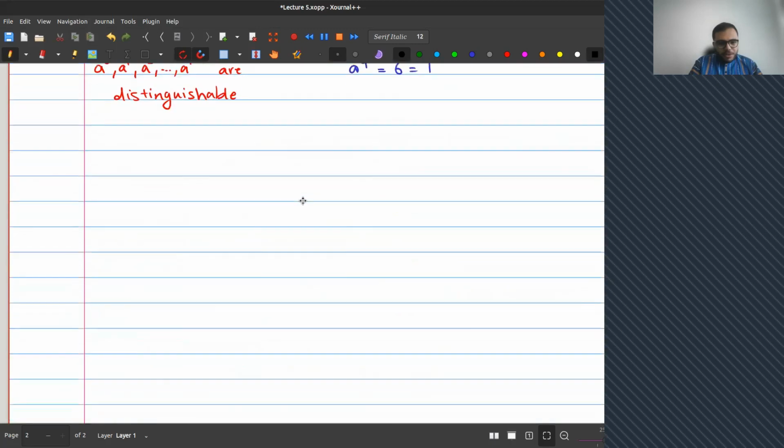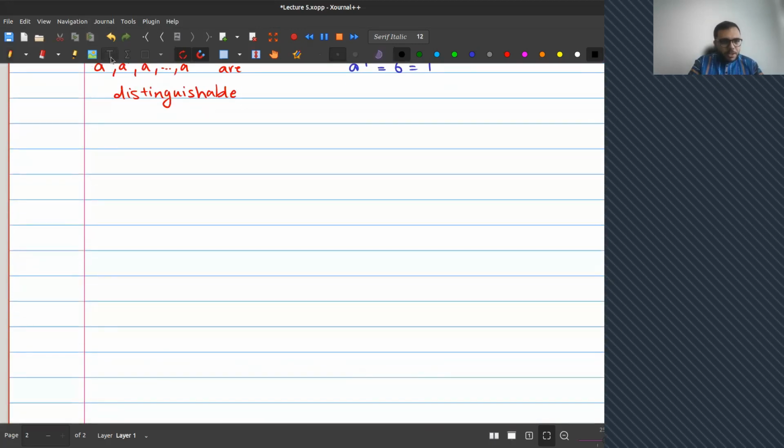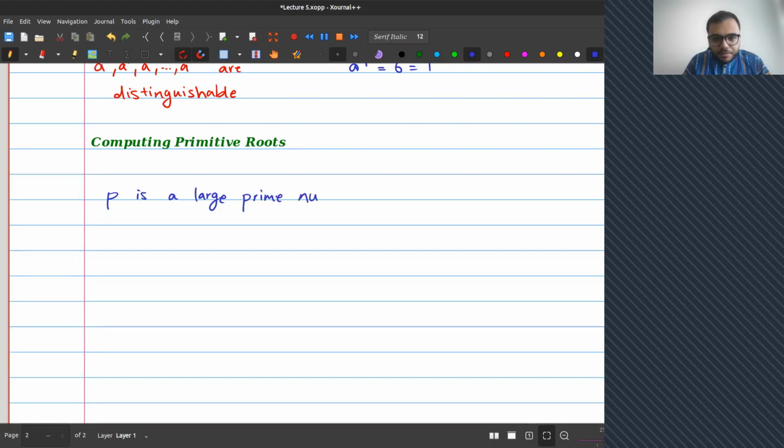But just to give you some basic ideas about how such a library would work, let me show you how I can compute primitive roots. Again, this is going to be a little bit disappointing because I'm not going to give you an algorithm that always works. But let's see. Let's say that someone has given me a large prime number P, and I want to find the primitive root modulo P.